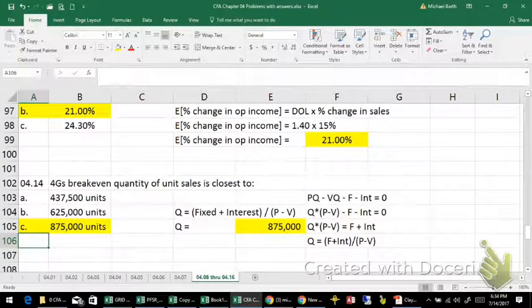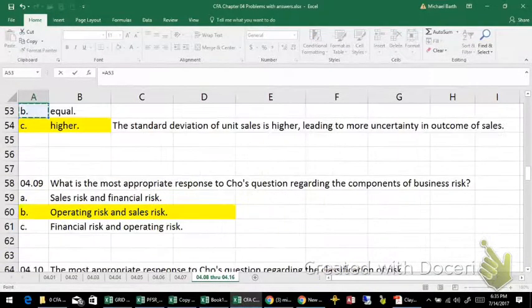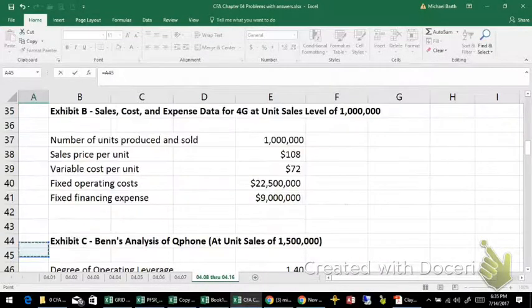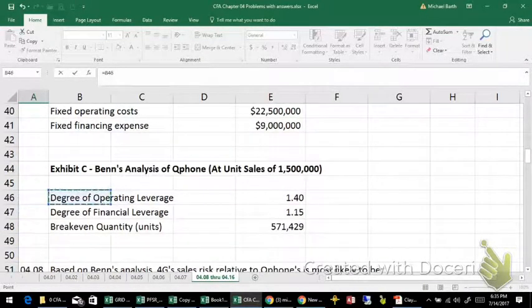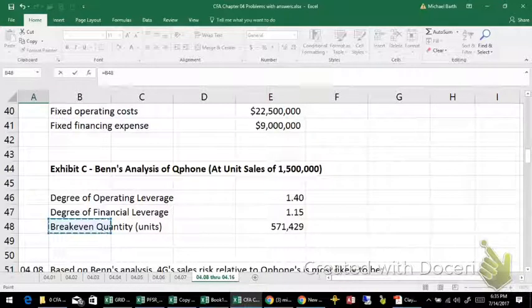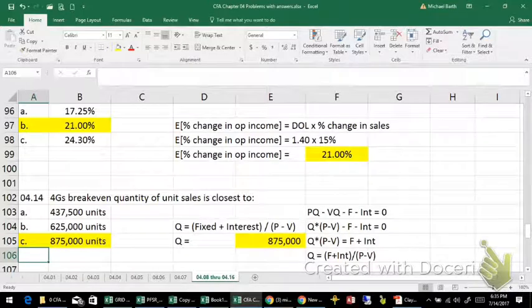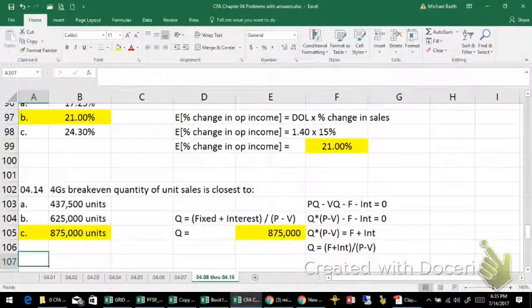And again, that was already calculated for us for Q-Phone, because those are the numbers she's reporting in Exhibit C. So the DOL that we calculated for 4G, the DFL that we calculated for 4G, and the break-even quantity in units that we calculated for 4G had already been calculated for Q-Phone, so that's why we didn't do them. Although it wouldn't have been any trouble to have done them in here as well. It would have been faster than trying to explain that.